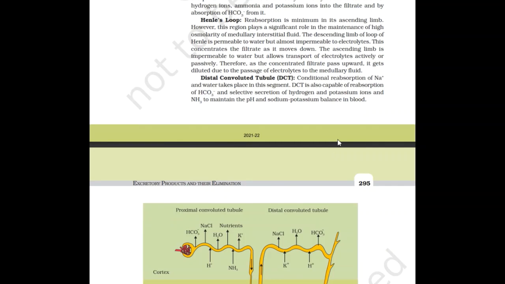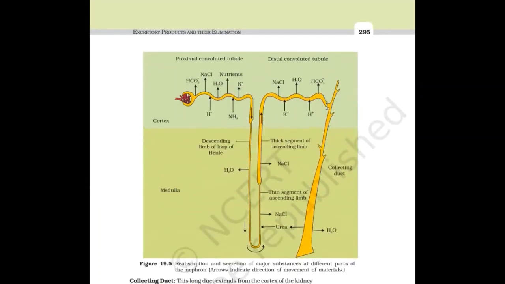Let us see the distal convoluted tubule's function. Conditional reabsorption of sodium and water takes place in this segment. DCT is also capable of reabsorption of bicarbonate and selective secretion of hydrogen ion, potassium ion and ammonia to maintain the pH and sodium-potassium balance in blood.